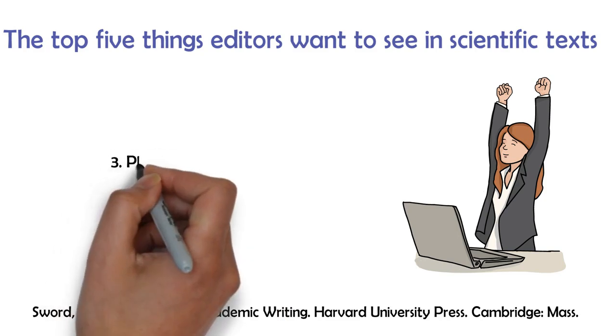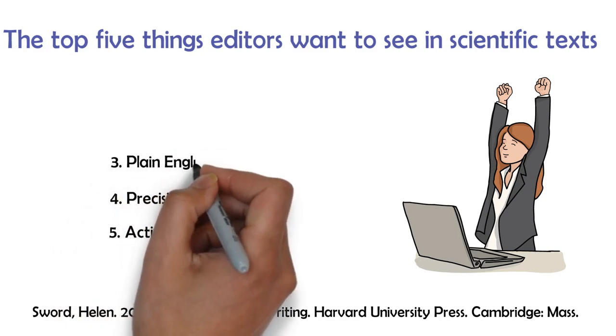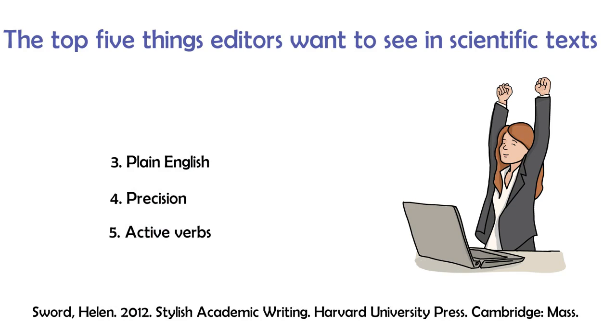At number 3, plain English, and this may surprise some people since a lot of writers seem to think that the main point of scientific writing is to make themselves sound really smart. But the main point of scientific writing is to communicate information, and the more difficult you make your text to understand, the harder it is for your reader to receive the information you want to communicate to them.